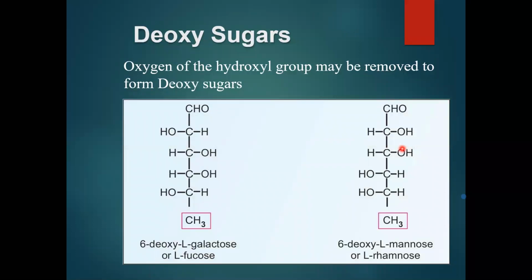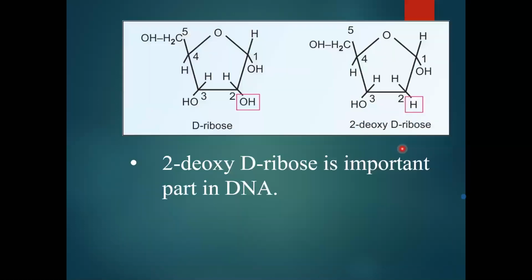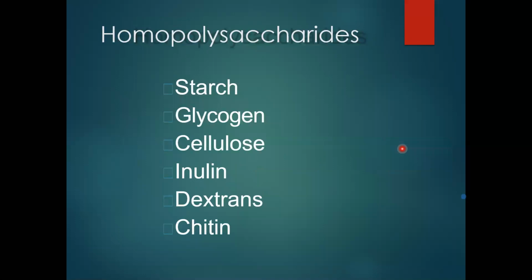Deoxysugars. The oxygen of a hydroxyl group may be removed to form a deoxysugar. One of the most important examples of a deoxysugar is deoxyribose, which is seen in DNA, deoxyribonucleic acid. Coming to homopolysaccharides. What are homopolysaccharides? They are carbohydrate molecules made up of a chain of a single monosaccharide unit.